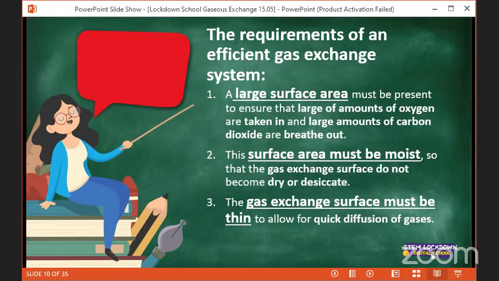The second thing is that the surface area must be moist, and this is so that the gas exchange surface does not become dry or desiccate. Third reason, the gas exchange surface must be thin to allow for quick diffusion of gases.